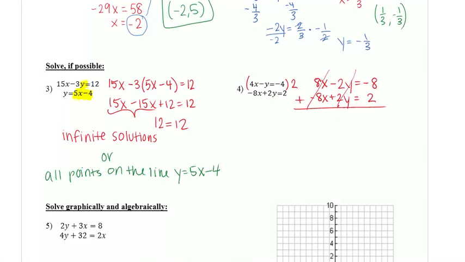So both of my variables disappeared, which means I have a 0 on the left side, and negative 8 plus 2 is negative 6. When I went to eliminate my variable, both of them actually disappeared and I ended up with an untrue statement. 0 does not equal negative 6, which means that this system of equations has no solution. Or you can use the little symbol to say the same thing.